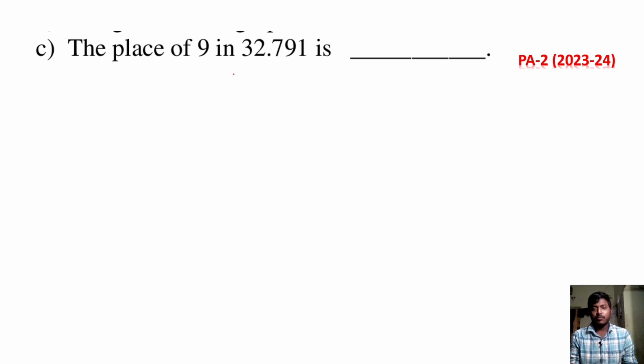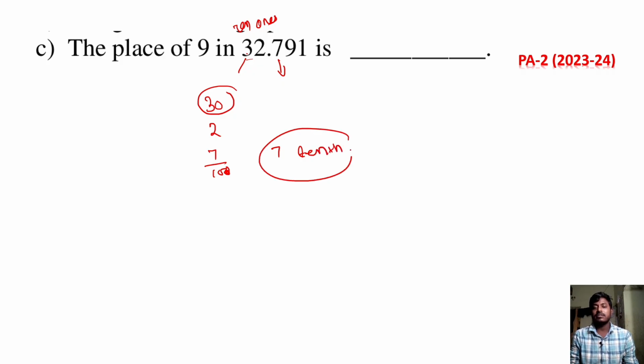The place value means, suppose the question asks the place value of the 3, that is 30, because after 3 there is only 1 digit. If the question asks what is the place value of the 2, same, because 2 is in the ones place, here is the tens place. That's why we multiply the place with that digit. 3 into tens, that is 30. Similarly, the place value of 7 is 7 by 10, or you can write 7 tenth. Clear? So the answer is, the place value of the 9 is hundredth.